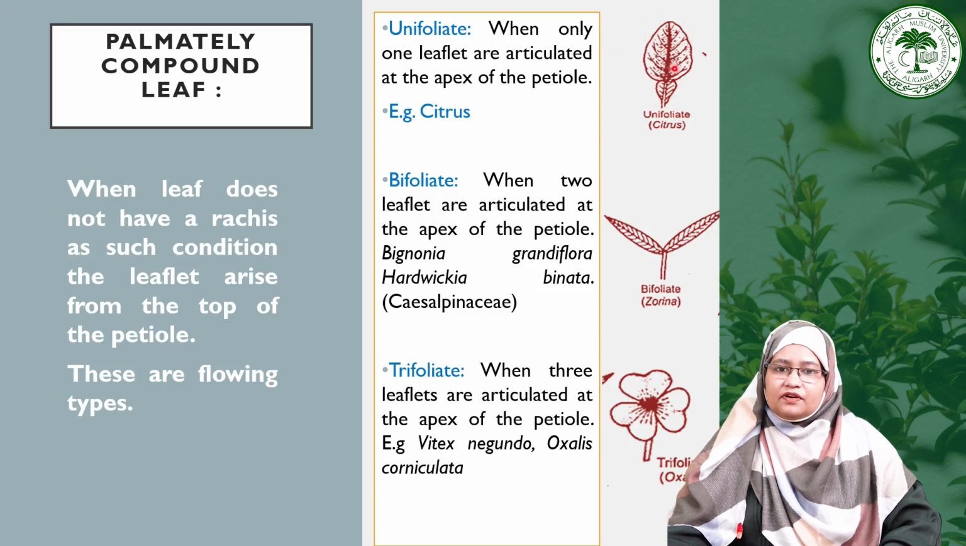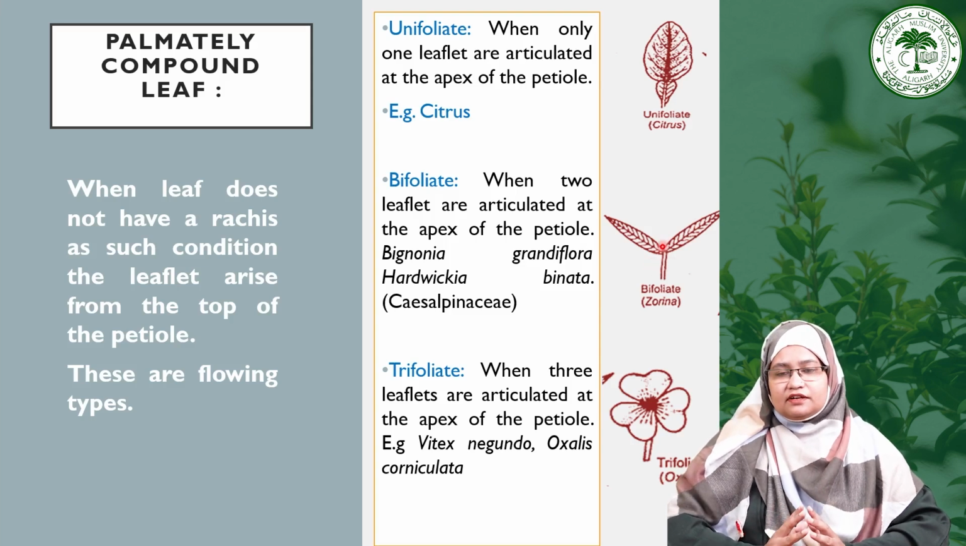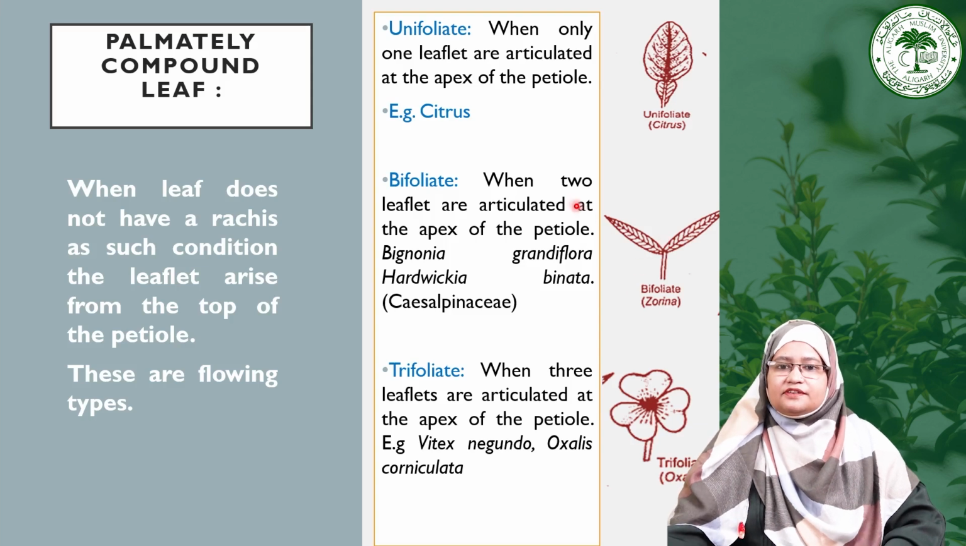This is the unifoliate leaf, as in the case of citrus. So you can say here there is no axis that is divided. Here only the lamina is dividing in the case of palmately compound leaves. So it has only one lamina.